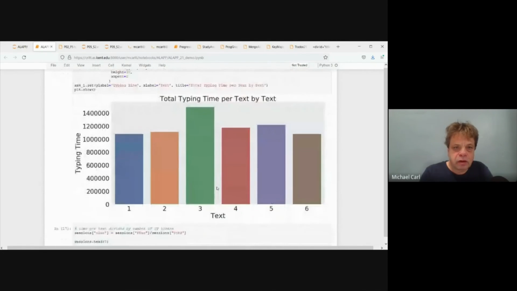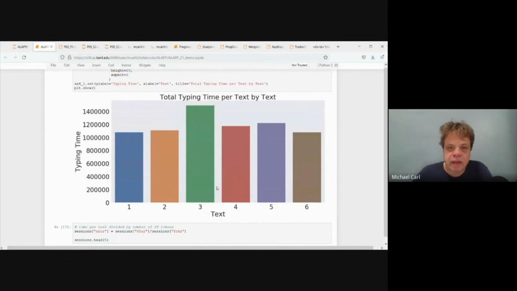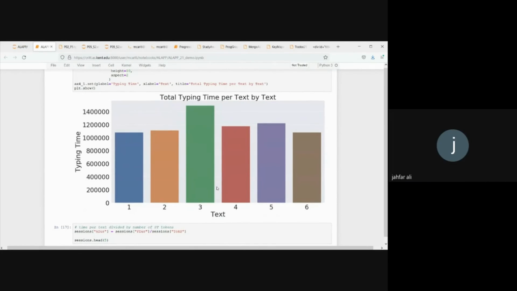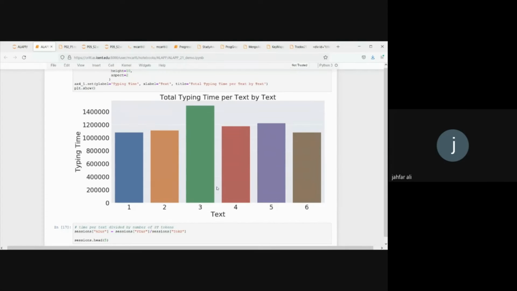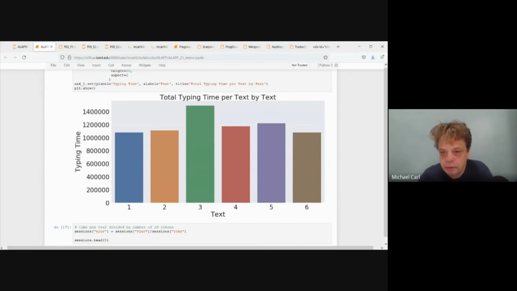Then we can look into typing time per text. Michael? Yes, they are actually looking to start the next session. So can you wind up in 5 minutes?